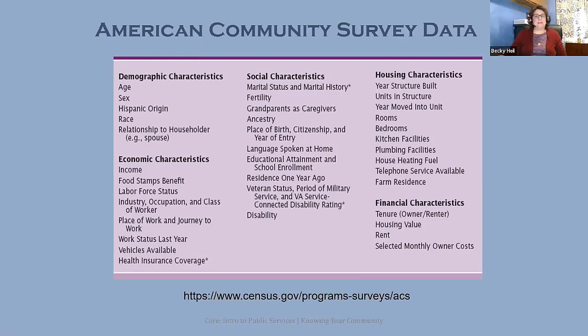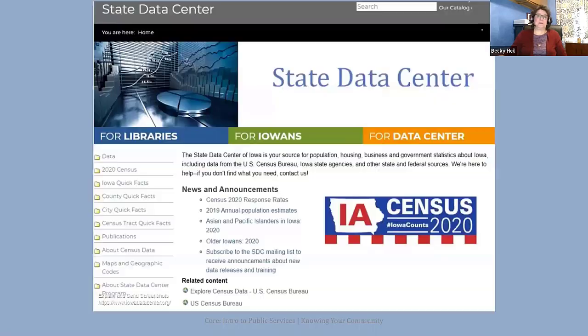You can find lots of information on the federal website, census.gov. But if you've ever looked at that site, the amount of information is simply overwhelming. So I'm going to let you in on a little secret. Every state has a state data center, and in Iowa, we are very lucky that the center and its employee resides within the state library.